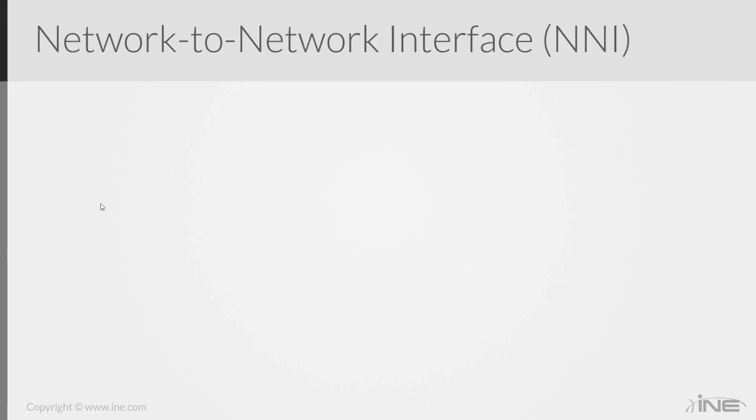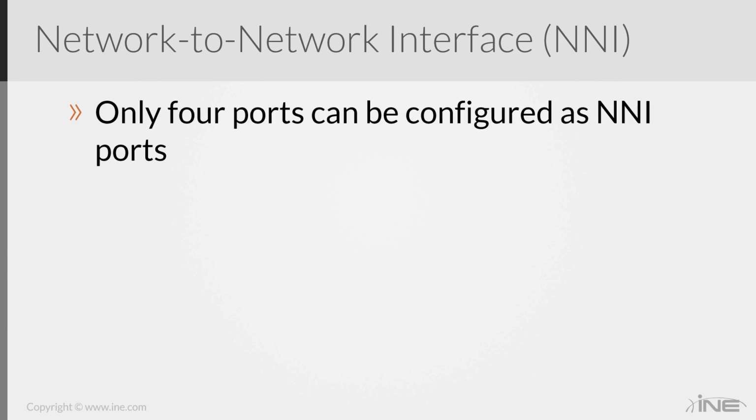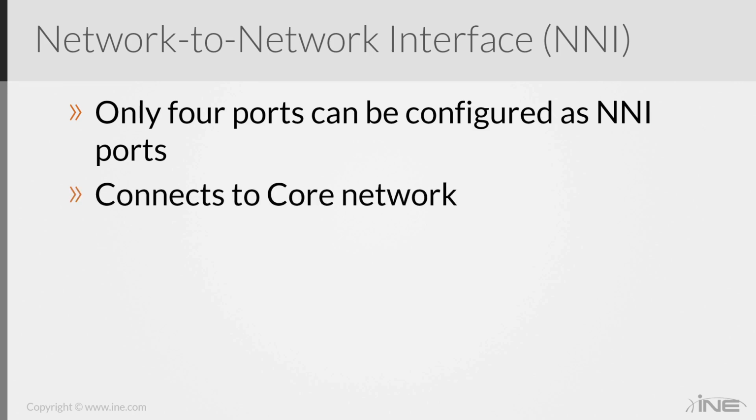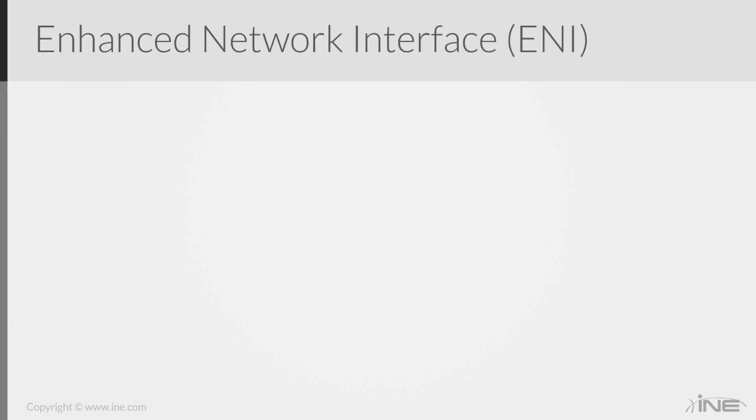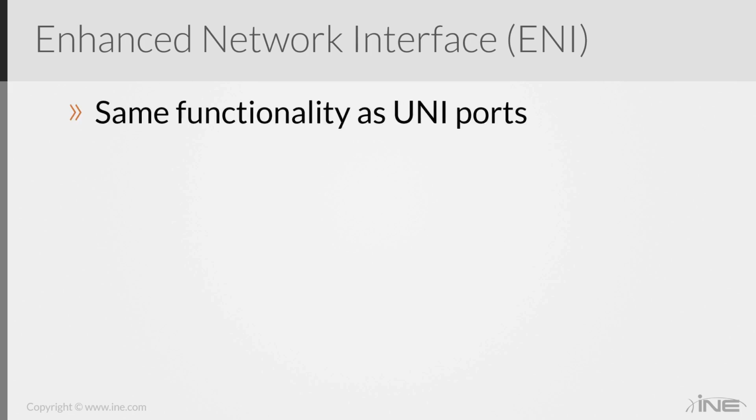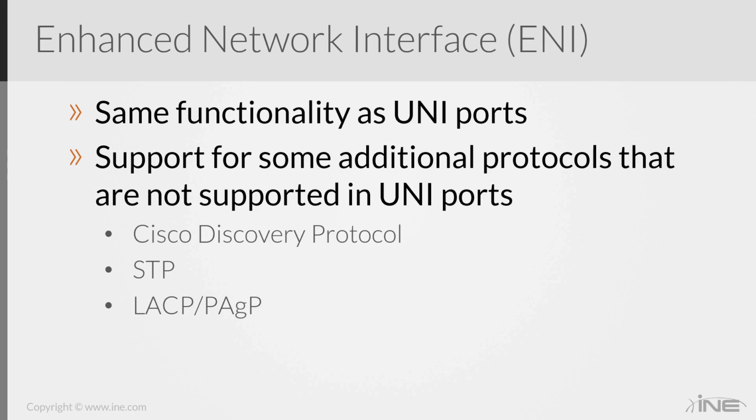The NNI, or network-to-network interface, typically you're only going to have 4 ports that can be configured as NNI ports. It connects to the core network, and typically is going to connect to a router or to another switch. So this is going to be your connection to the core, it could be your connection to an edge device, something like that. Now the ENI, or Enhanced Network Interface, is going to do pretty much the same thing as a UNI port. It has some additional support for protocols that aren't supported on user network interfaces. That's going to be CDP, spanning tree, and then your link aggregation control and port aggregation control protocols.